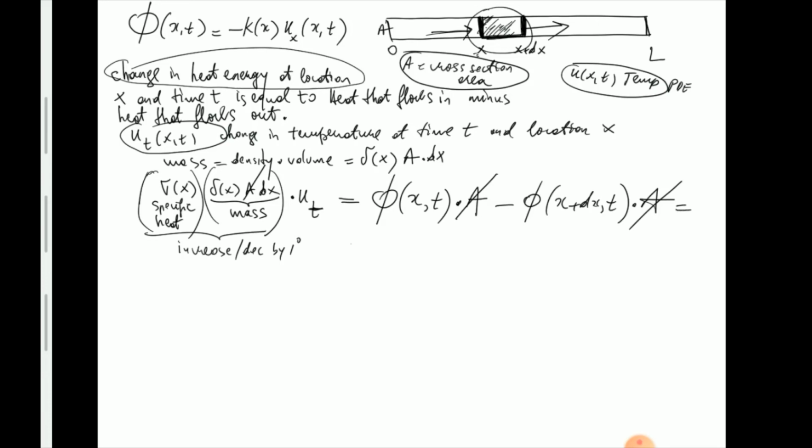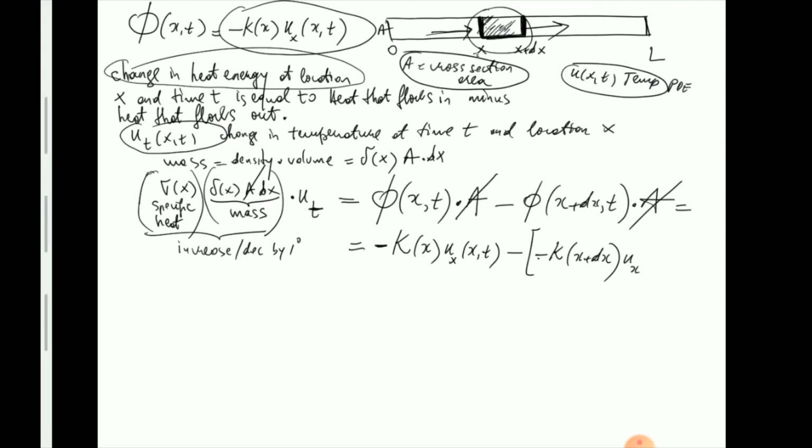At this moment, on the right-hand side, we're going to replace the flux with its equivalent given by the Fourier law of heat conduction. So here we're going to have minus k of x, u partial x at the point x,t, minus, open a parenthesis here, phi of x plus dx,t, that's going to be minus k of x plus dx, and then u partial x at x plus dx and t.